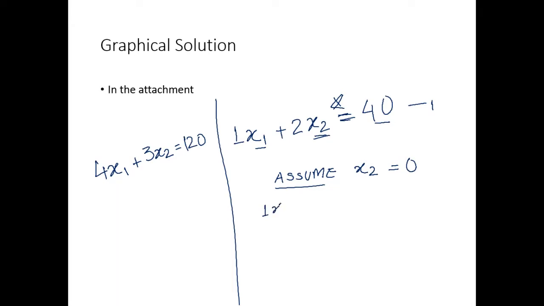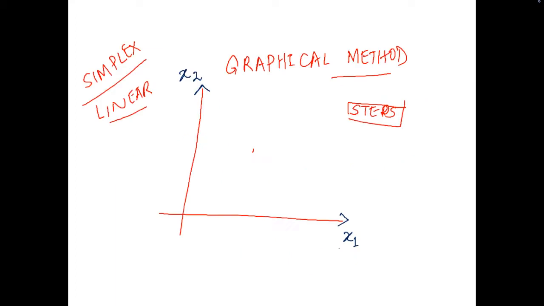Then what happens? 1x1 plus 2 into 0 is equal to 40. So 1x1 plus 0 is equal to 40. So x1 is equal to 40. We got one value, and that value is 40.